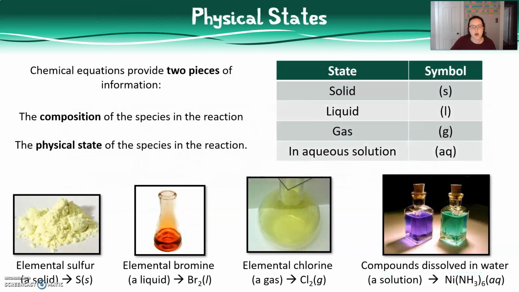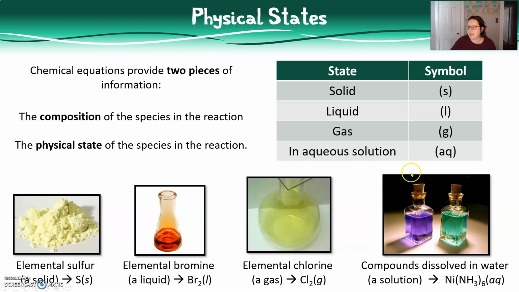In reactions, it is also important to indicate the physical state or phase of the chemical species involved in the reaction, and this is done with state labels, indicated in parentheses with an italicized abbreviation of the state. The 3 most common states of matter, solid, liquid, and gas, have fairly obvious state labels as shown here for solid sulfur, liquid bromine, and gaseous chlorine.